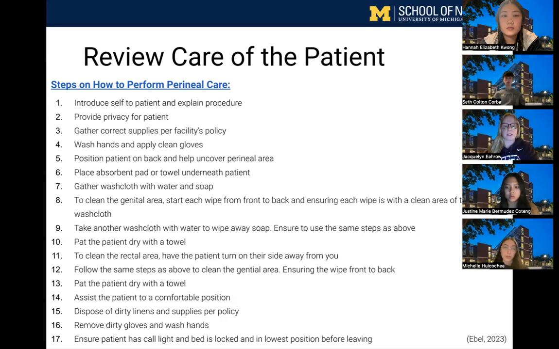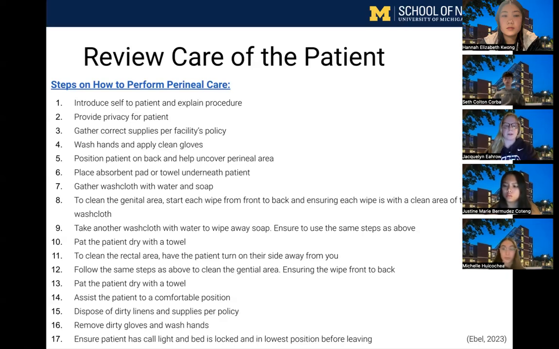Step eight, to clean the genital area, ensure to start each wipe from front to back in a downwards motion. Also ensure to use the clean area of the washcloth for each wipe. We want to make sure that we are cleaning until the area is clean. Wiping front to back motion helps prevent any contamination such as bacteria entering the urethra.